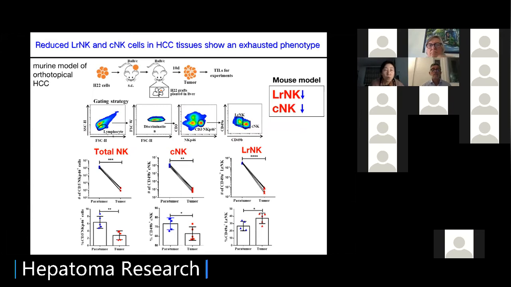To address that, we built a murine orthotopic HCC model, and as you see here, we can distinguish the liver resident NK cells and the cNK cells in the liver and the tumor site of the mouse liver. As reported, both the number and percentage of total NK cells and cNK cells decreased. We also saw a decrease in liver resident NK cells. Very interestingly, although the number of liver resident NK cells decreased, the percentage increased in the tumor. What the reason is, we are still studying.